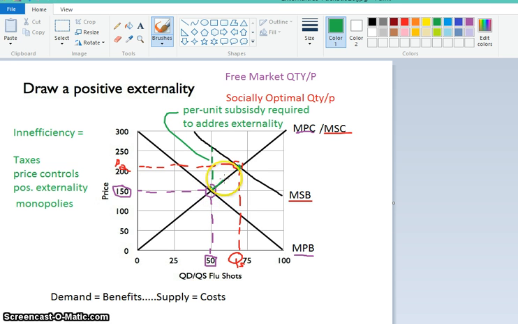And so your dead weight loss, remember, it always makes the triangle that points to the efficient level of output. So it should look something like that. That's your dead weight loss right there from a positive externality.